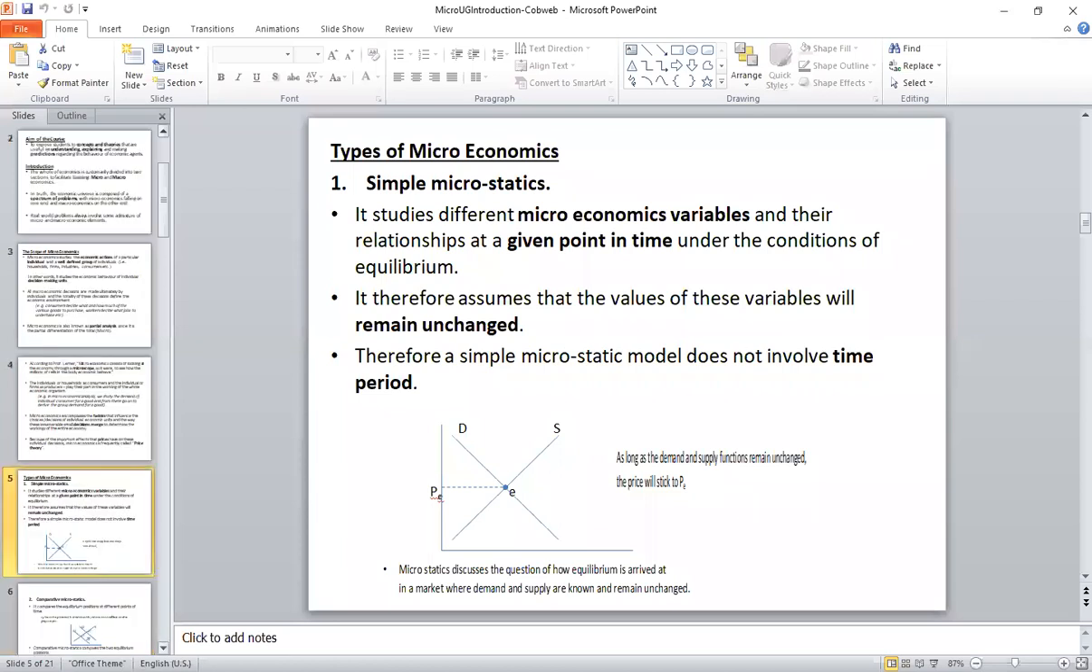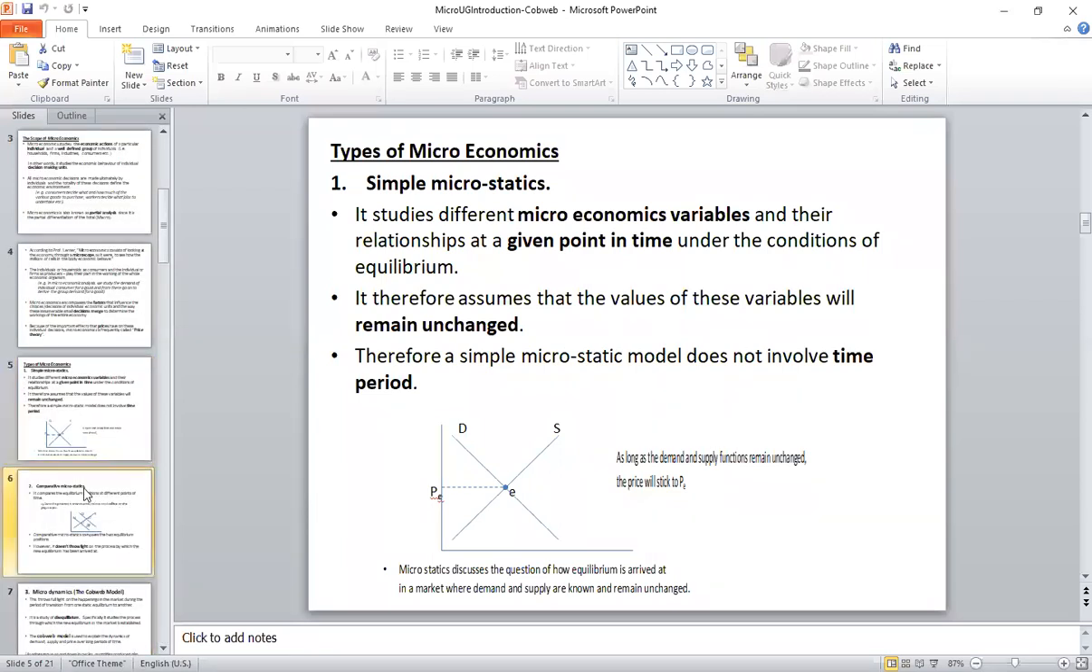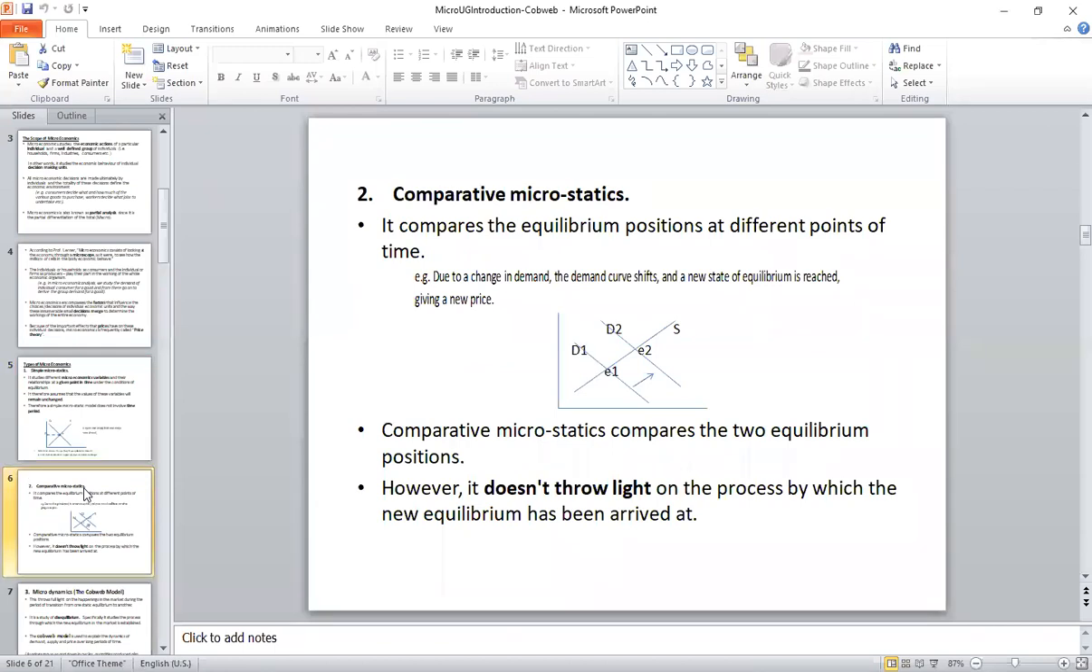The other type of microeconomics is comparative microstatics. Of course, this one compares two different equilibrium positions. How do we get the two different equilibrium positions? We assume now there is a time period, because if you are going to compare one equilibrium position and another, it means that you are looking at different time periods. So this one will compare the equilibrium positions at different points of time.